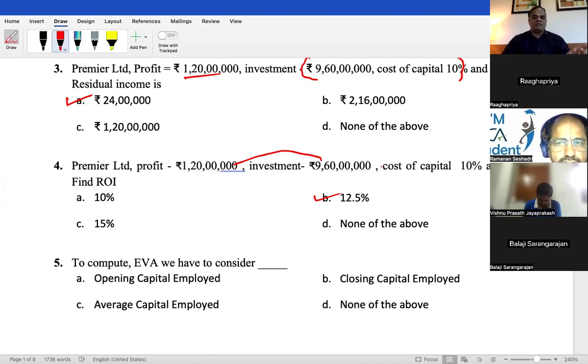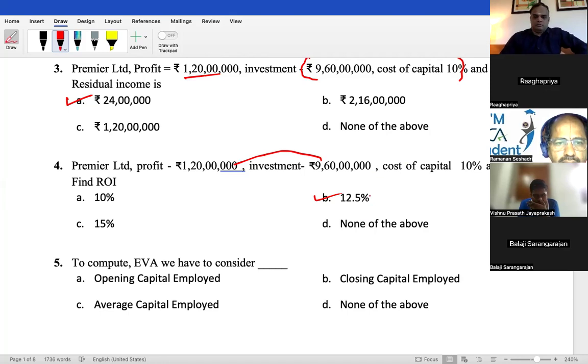So depending upon circumstance, the measurement criteria are going to vary. In general, if the cost of capital is less than return on investment, we can accept the project itself. Return on investment 12.5, cost of capital 10. So we can accept the proposal. Understood? Next.